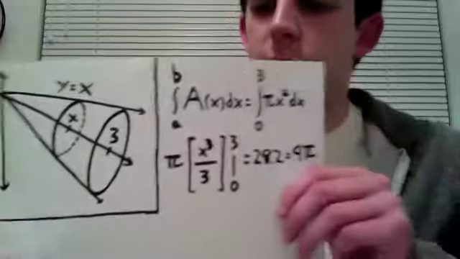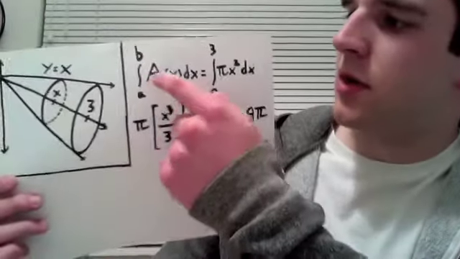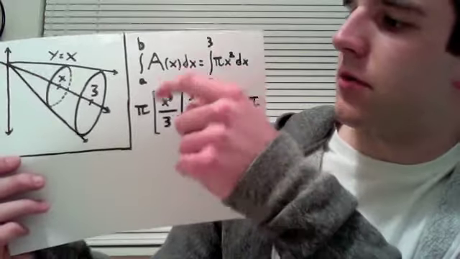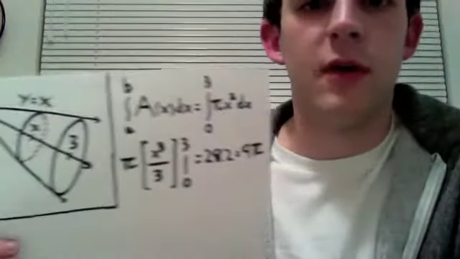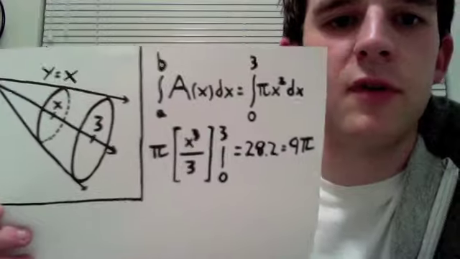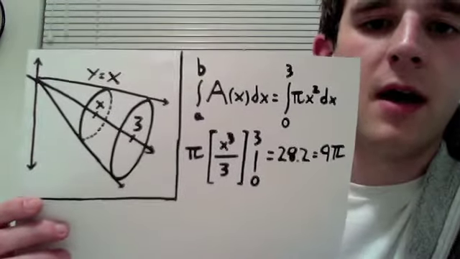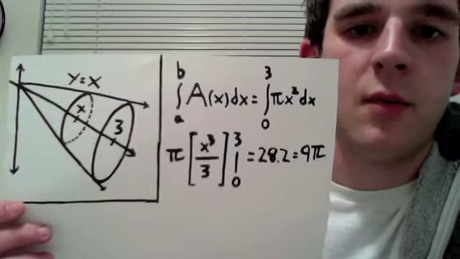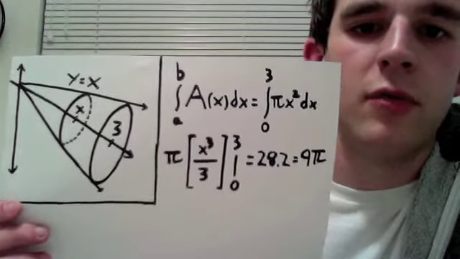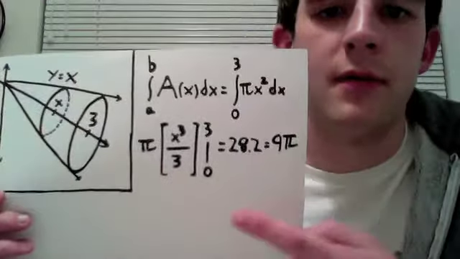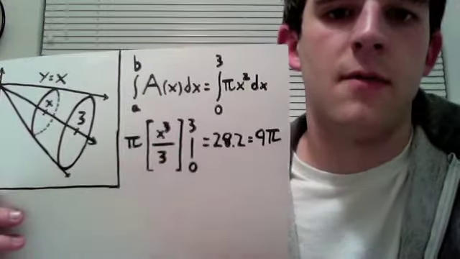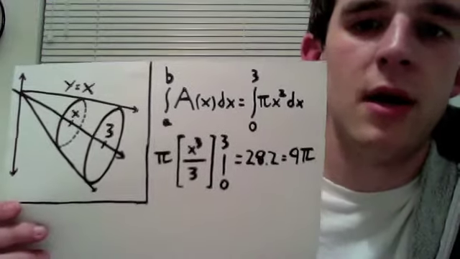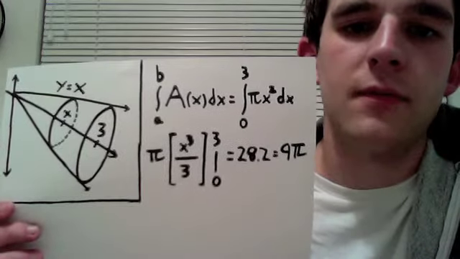So we move from this general equation, and then we can plug in what A of x is, pi x squared, from 0 to 3, and then we follow the standard procedure for finding integrals. We take the antiderivative of pi x squared, we get x cubed over 3, and pull out the pi right there, from 0 to 3, and then we get an answer of 28.2, or 9 pi.